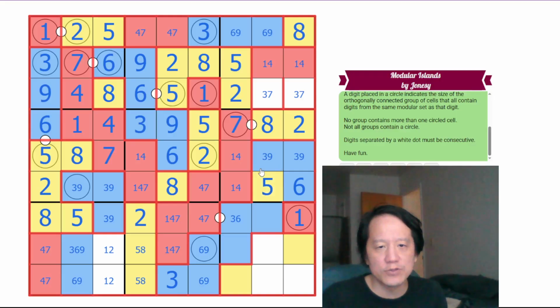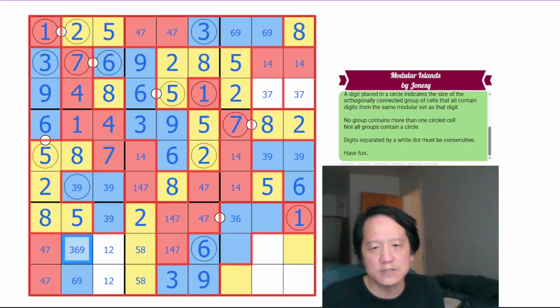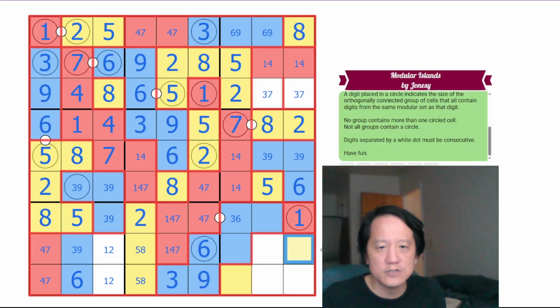So that's not orthogonally connected as a region. So then this is only size 6. So this is 6, that's 9, which eliminates 6 here. 9 eliminates 9 here, so that's 6. This is blue, and it's, sorry, it's yellow, and it's 5.